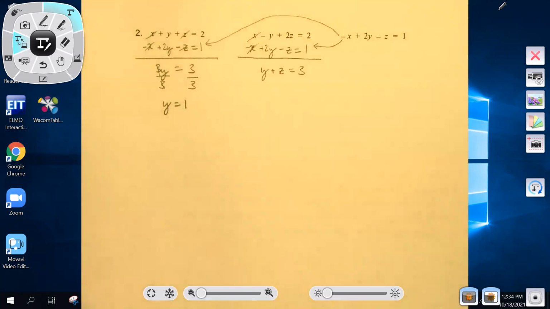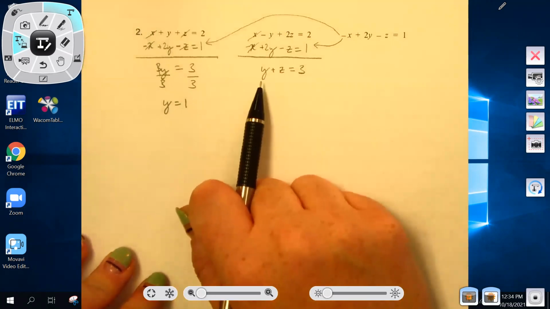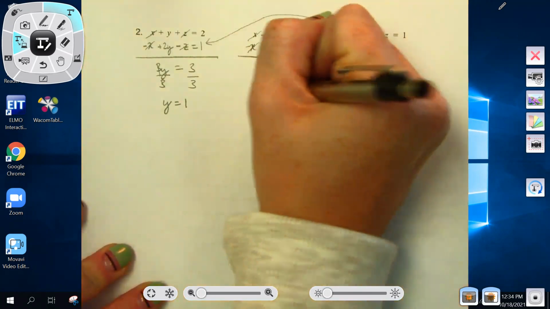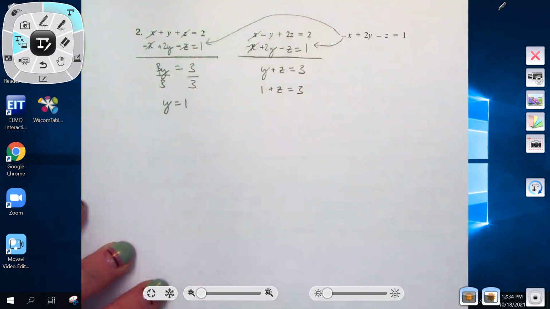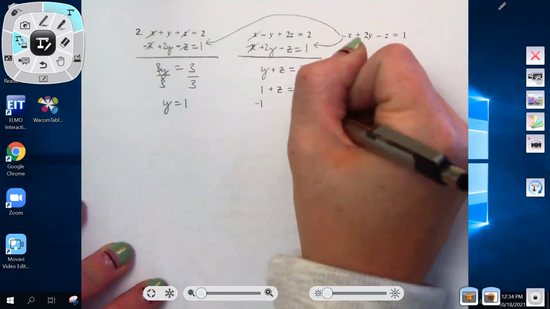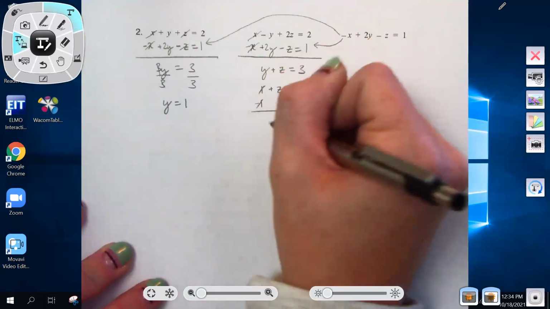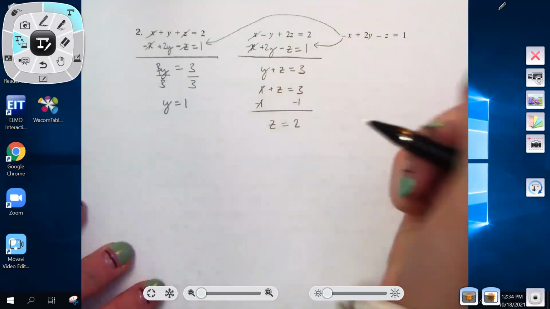Y plus Z equals 3. Now we plug Y in. Okay, so now we have an equation that just has y and z. We already know what y is, so let's plug it in. Y is 1. So now solve for z by subtracting 1 from both sides. 3 minus 1 equals 2.